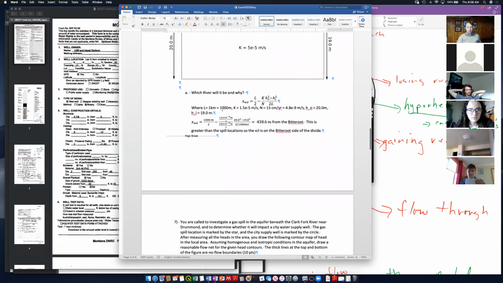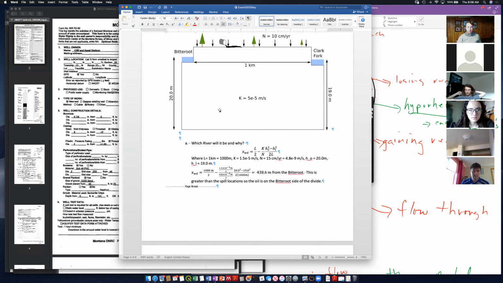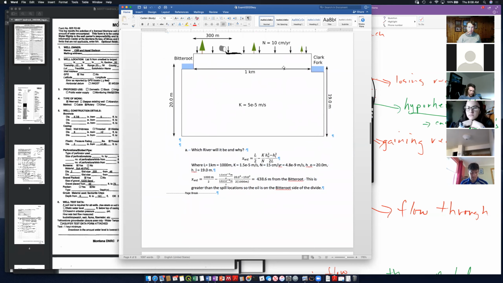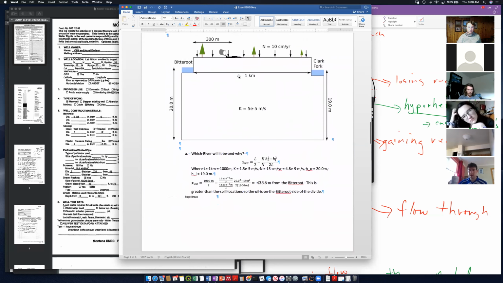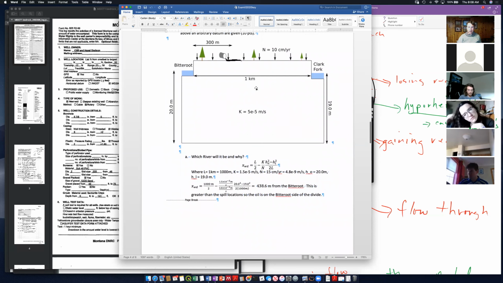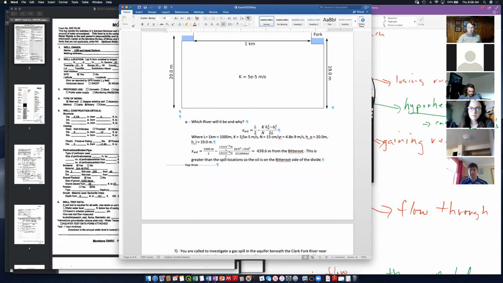On problem 6, the point here was to calculate the groundwater divide location and see on what side of the groundwater divide our spill was. So it actually didn't matter whether you used the drawing numbers or the numbers in the text. The water table divide was past the spill location, and so the flow would go to the Bitterroot River. And here's the groundwater divide equation.